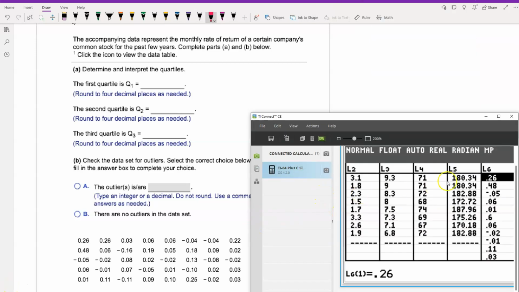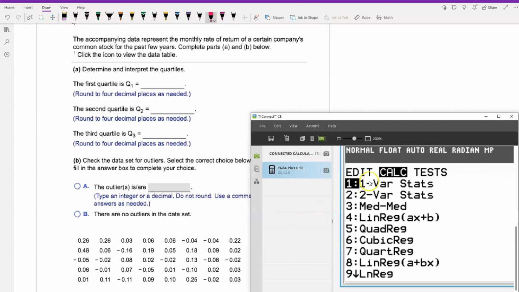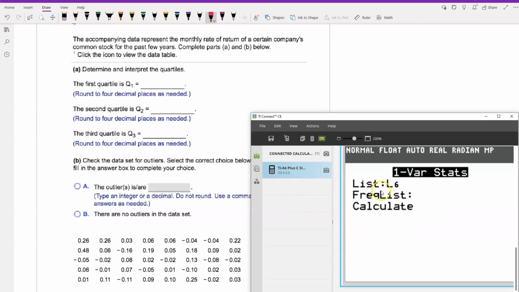I entered all these numbers in L6. Now stat calc. Number 1 var stat, we have same steps, same as what we did to find mean and standard deviation. So for this part again, stat calc number 1 var stat, enter, and I used L6, so it's second 6. For this part, our list, enter.